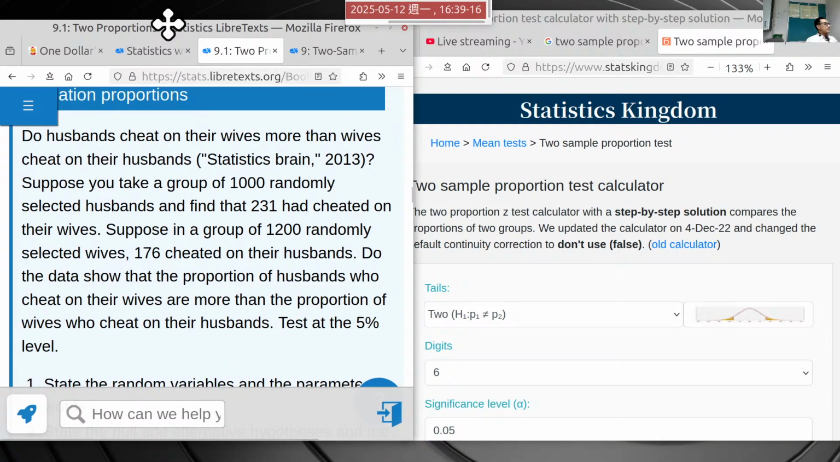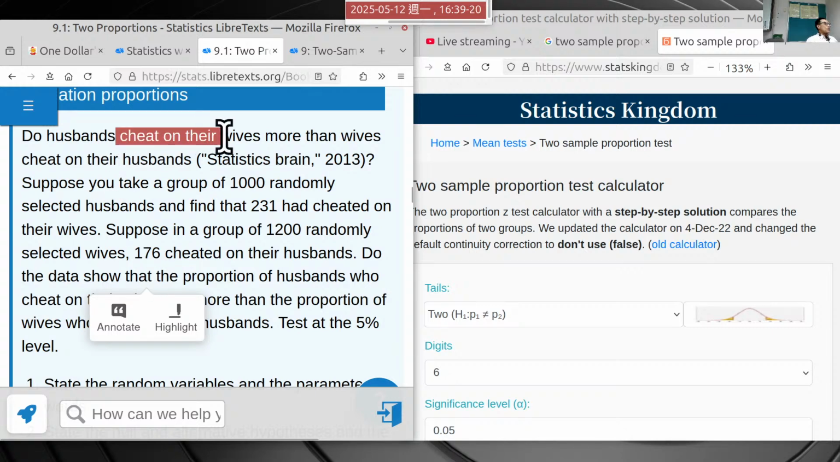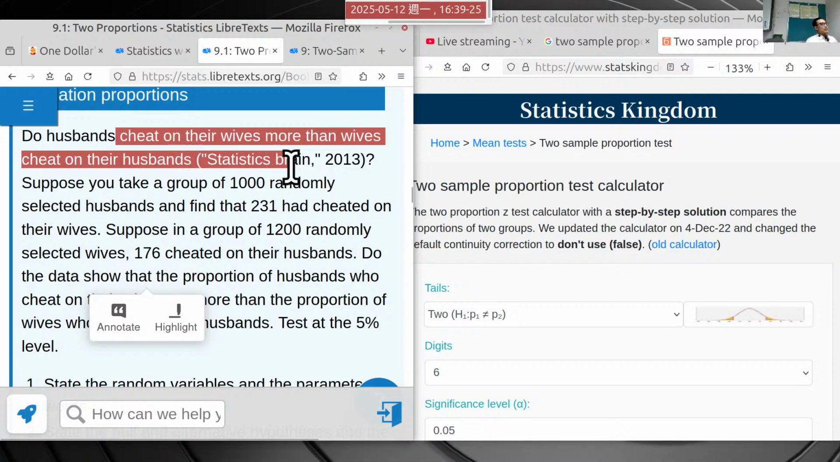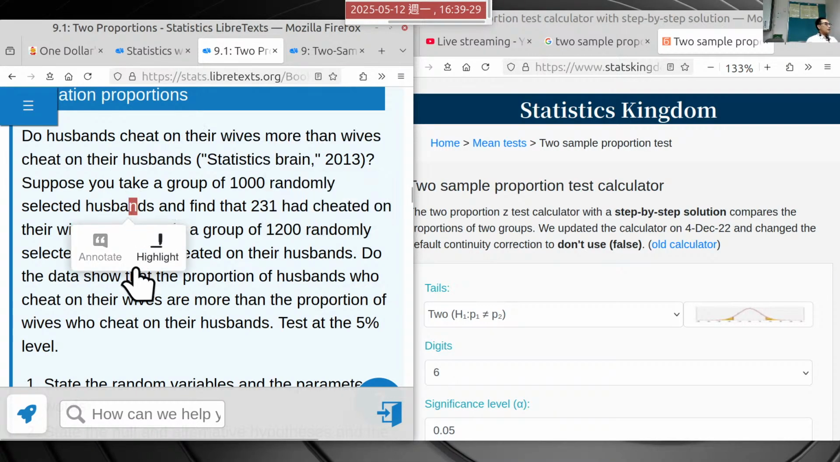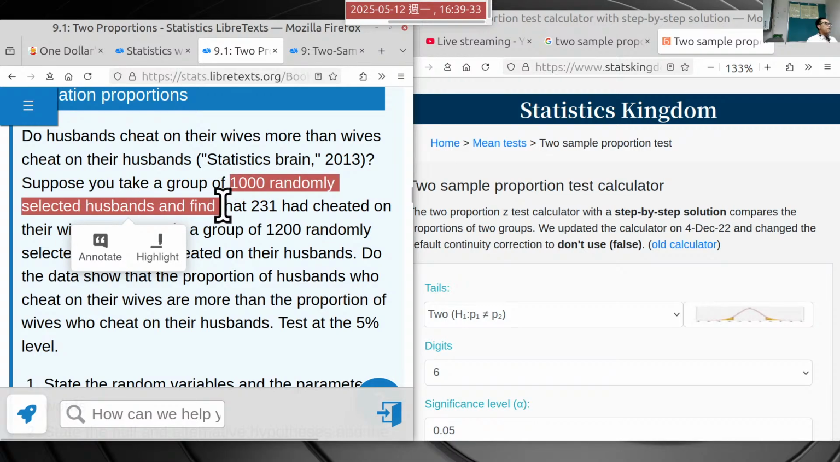Okay, the question is here. Let me repeat the question again. Do husbands cheat on their wives more than wives cheat on their husbands? From the information of 2013, suppose you take a group of 1,000 randomly selected husbands and find 231 husbands cheated on their wives.